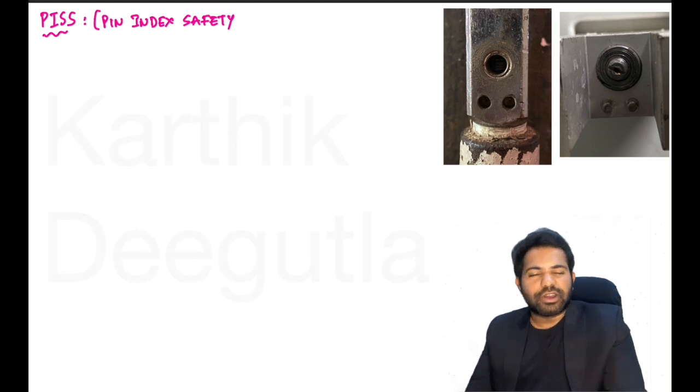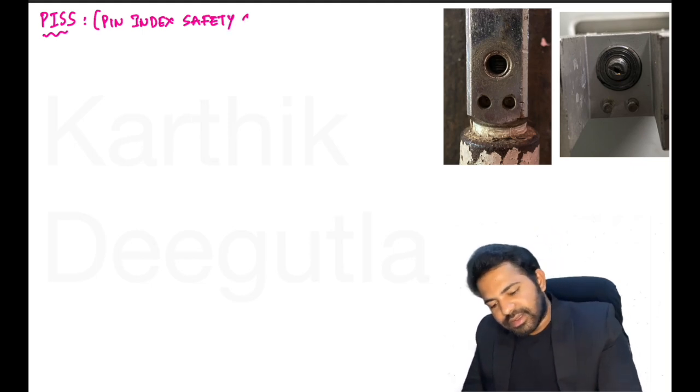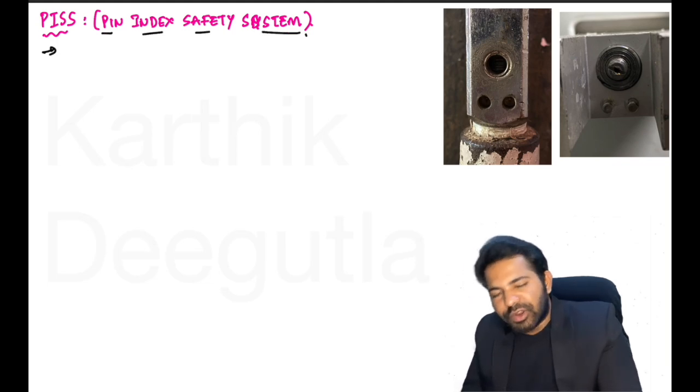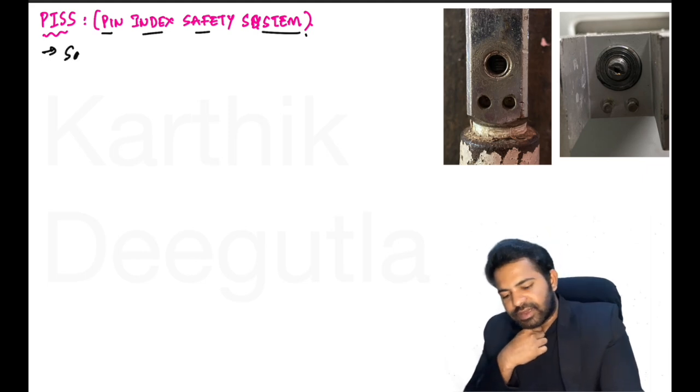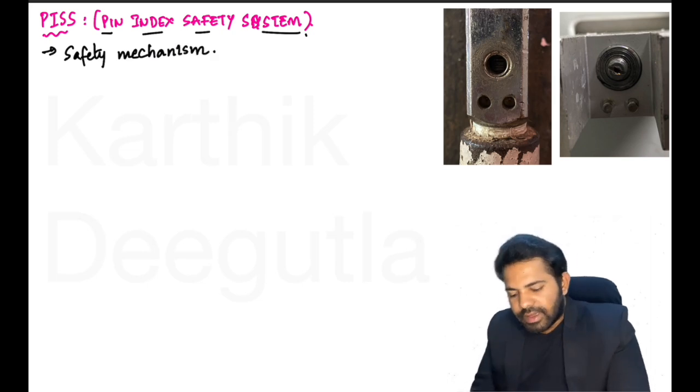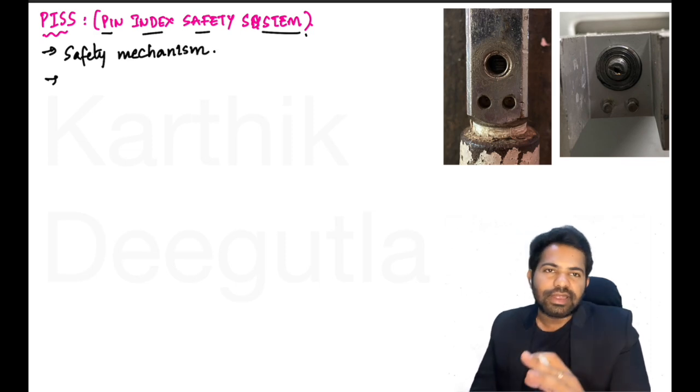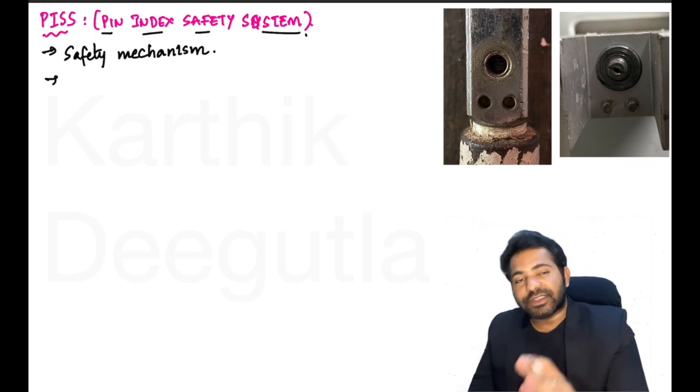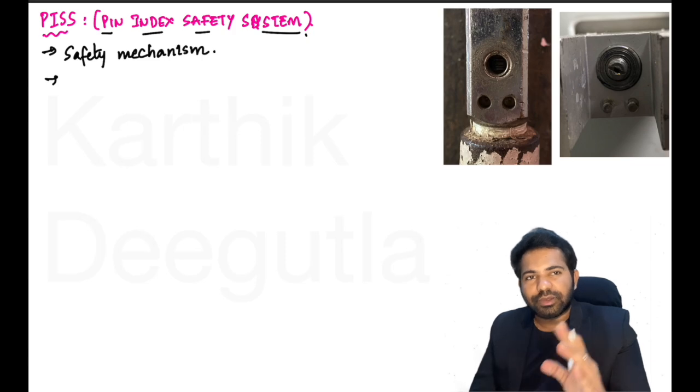One more very important topic for your examination: the pin index safety system. So why do we need the pin index safety system? It is a safety mechanism. It prevents the wrong attachment of the cylinder to the anesthesia machine. Attachment of a wrong cylinder to the anesthesia machine.